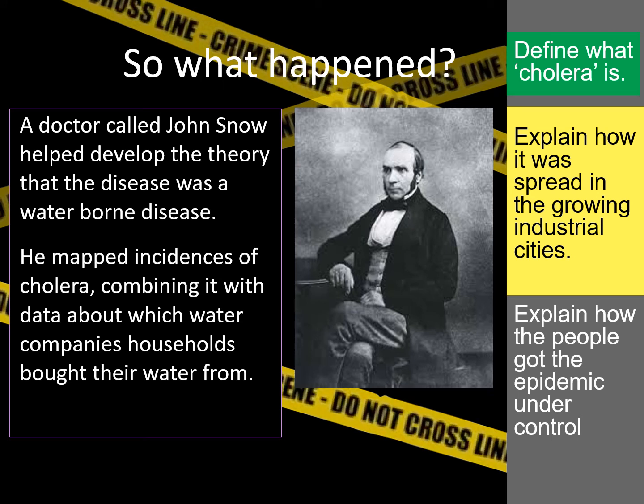How he actually managed to do this was he mapped out all of the incidences of cholera in the city area where it came about, and then combined it with the data about how water companies supplied the households and where they got their water from. So where the water actually came from. Did it come from the Thames? Whereabouts in the Thames? Was it near factories, or near cesspits as well?